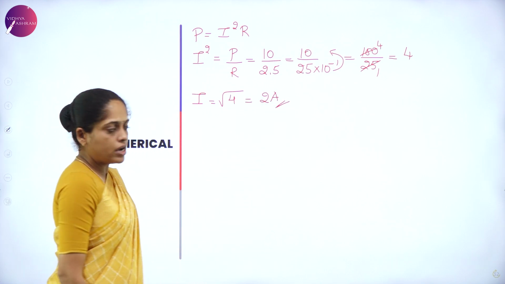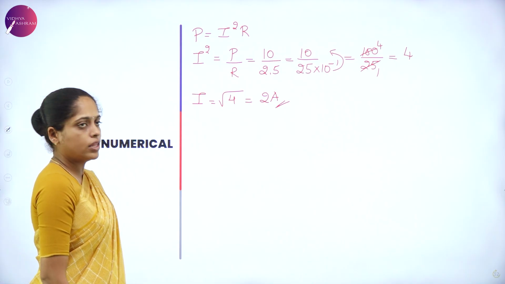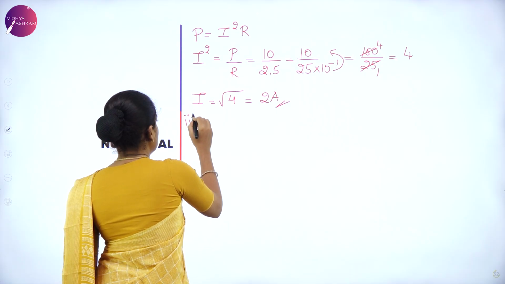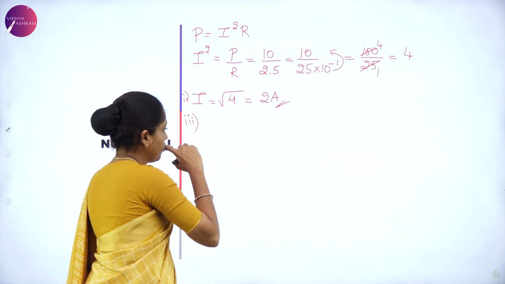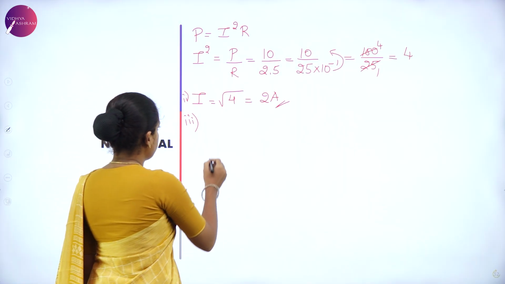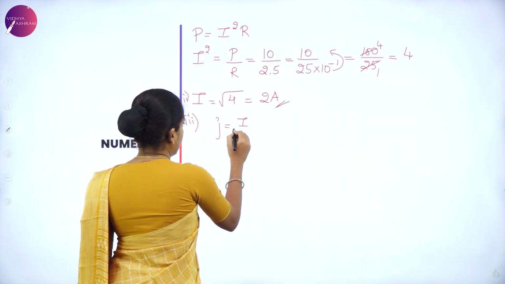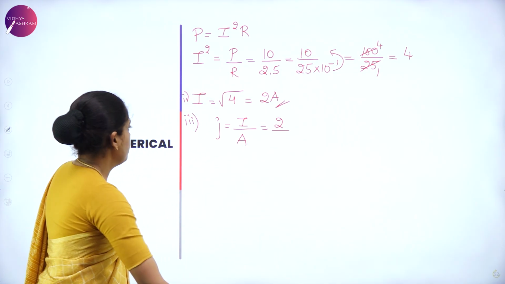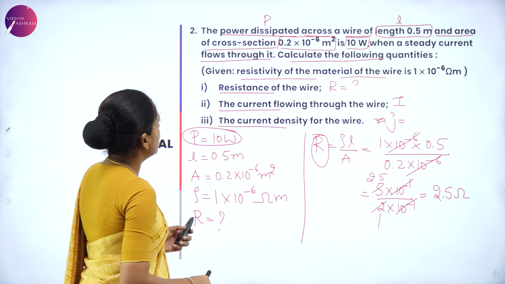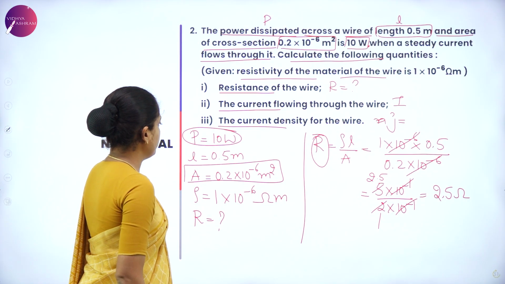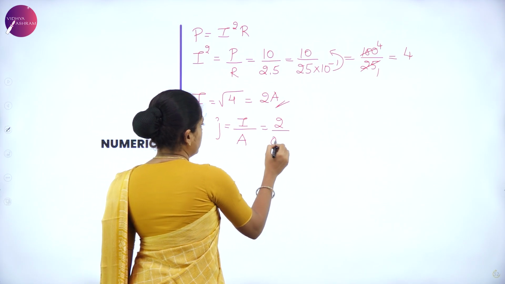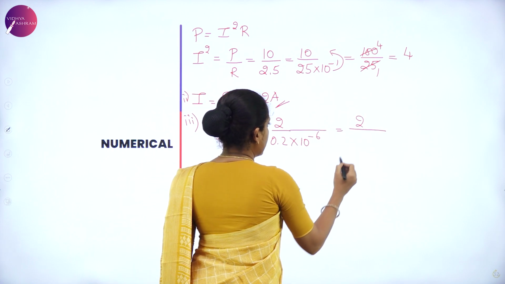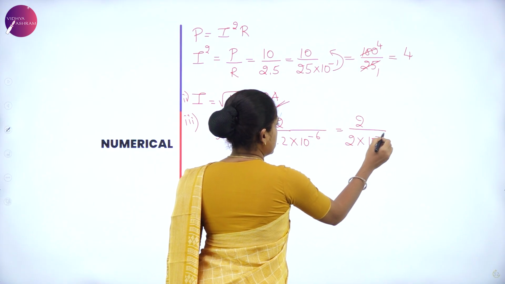So what is the value of current? Current is 2 ampere flowing in the wire. Next we need to find J. This is the third quantity. J is equal to I by A, where I value is 2 ampere. And what is the area? Area is 0.2 into 10 power minus 6, or 2 divided by 2 into 10 power minus 7.